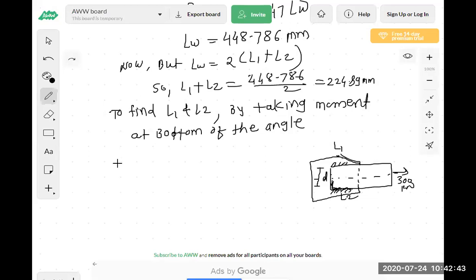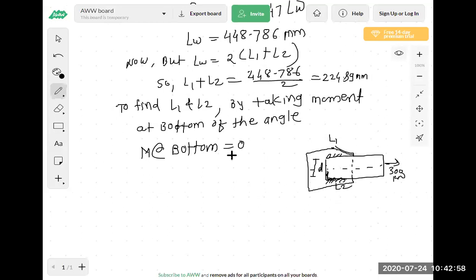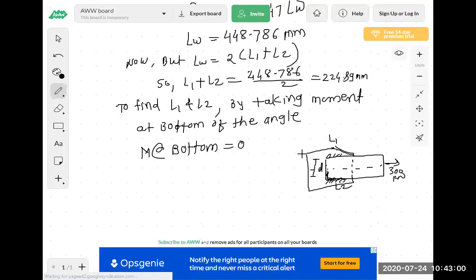Now we are taking moment at the bottom. So moment at bottom is equal to 0. We are taking moment at this L2 level. So moment at bottom is equal to 0. Now see, here the first force is the L1 and the second force is this 300 kilonewton.